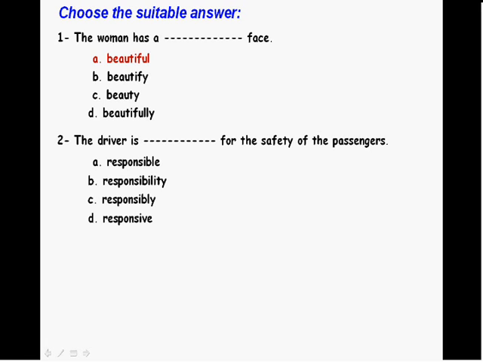Okay, let's have a look at number 2. The driver is responsible for the safety of the passengers. A, responsible, B, responsibility, C, responsibly, and D, responsive. Again, let me remind you that we use an adjective after verb to be. Here we have verb to be, is. Yeah, you answered that.